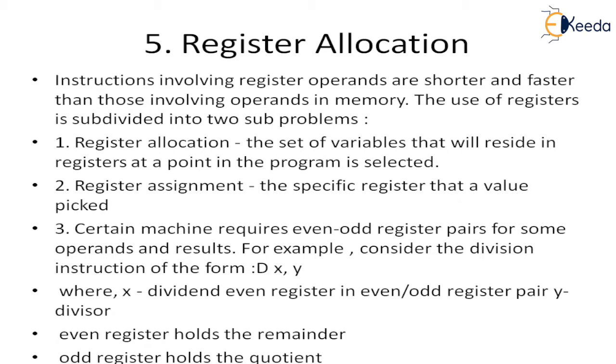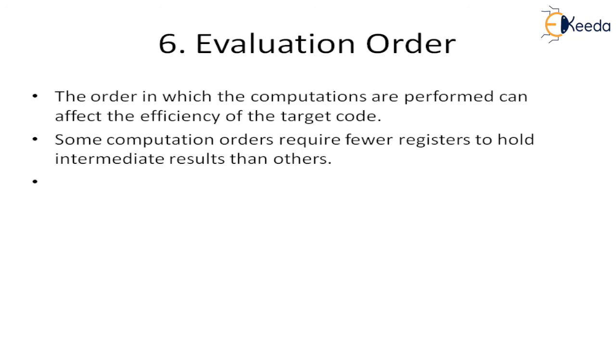After that, certain machines require even-odd register pairs for operands and results. For that, we can consider the division instruction of the form D x, y, where x is the dividend and y is the divisor. The even register holds the remainder, whereas the odd register holds the quotient. In this way, we represent the register allocation.